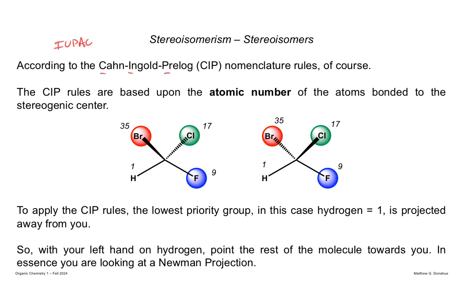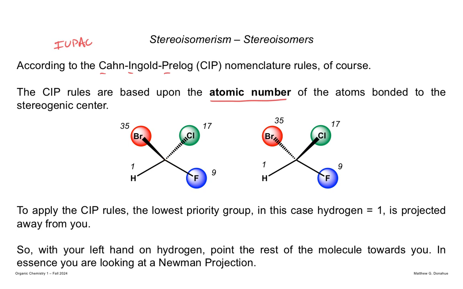The priority is based on atomic number. You could use atomic mass. It sort of tracks the same. It increases as you move across the periodic table, but the rules state atomic number. I never really remember the numbers. I just remember like oxygen is greater than carbon, that sort of thing. But the numbers that you see here, 1, 9, 17, and 35, those are the atomic numbers of those elements bonded to that carbon atom.